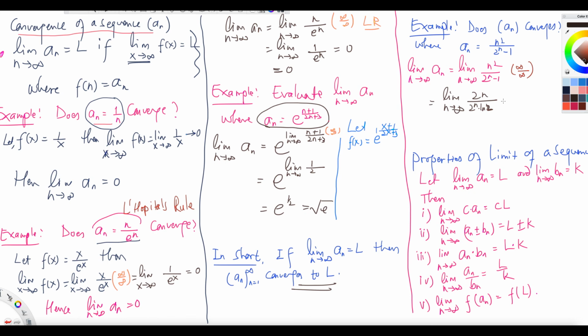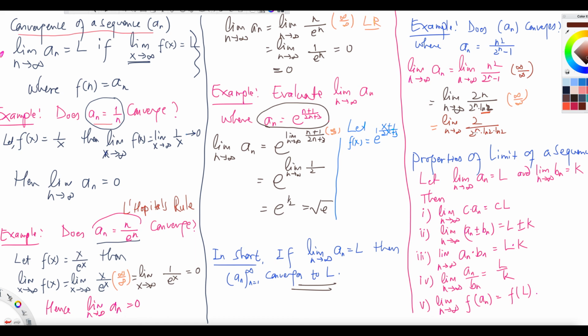Now if you plug in the limit again, you will still get infinity over infinity, because there is still n. So I'm going to apply L'Hopital's rule again. You get the limit as n tends to infinity of the derivative of 2n, which is just 2, because we are differentiating with respect to n, over the derivative of 2 to the n times natural log of 2. Natural log of 2 is just a constant. The derivative of 2 to the n is again 2 to the n times natural log of 2, so there is one more natural log of 2: natural log of 2 times natural log of 2.